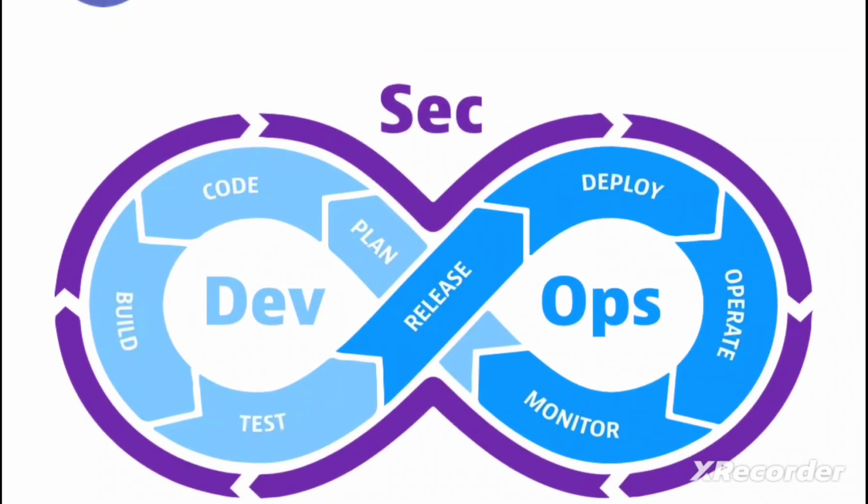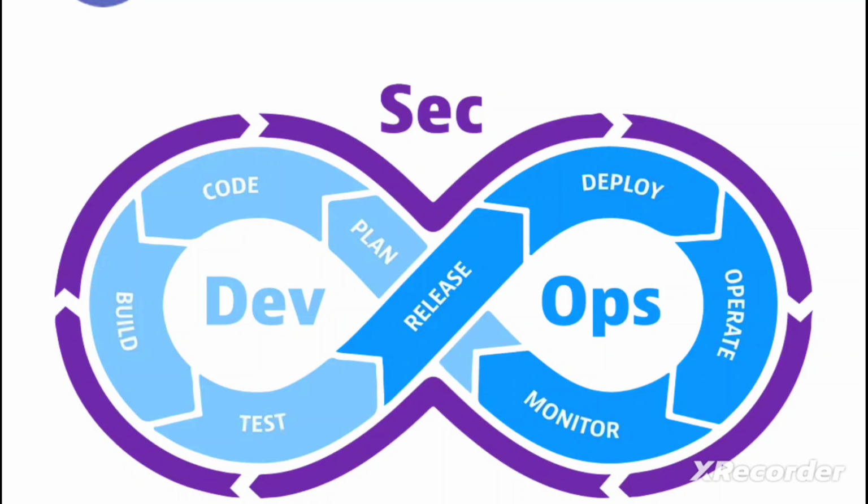DevSecOps majorly focuses on security, on top of the DevOps methodology, which follows faster releases and faster feedback, and the server side should be reliable and scalable. Along with that, DevSecOps has the added advantage of security, shifting the security to the left.